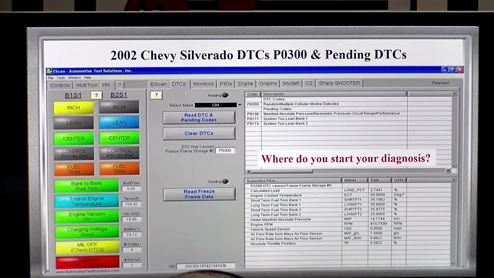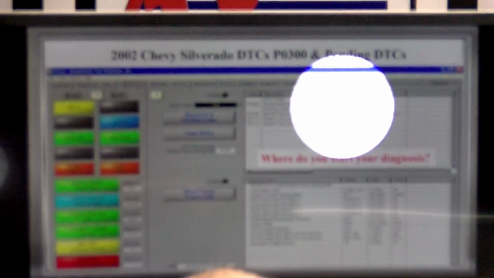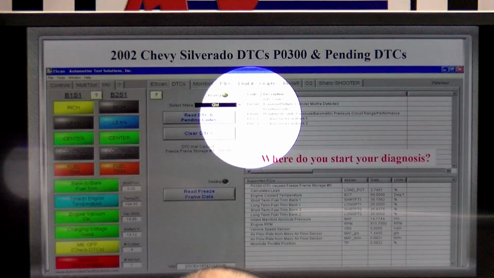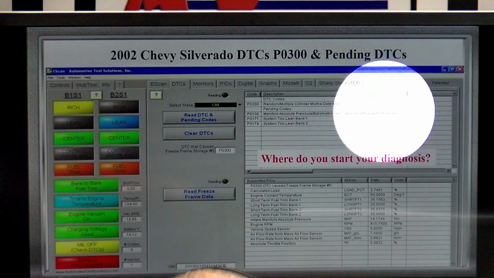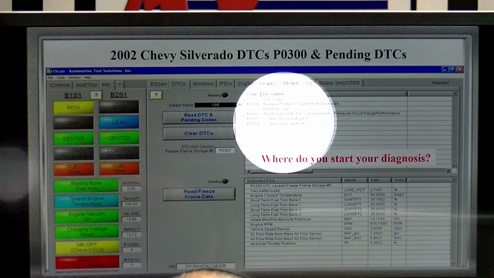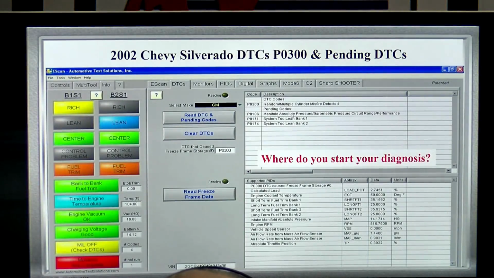We got a 2002 Chevy Silverado with a P0300. We mentioned that up front, 300's a random misfire. I want you to look at the screen very carefully. There's a 300, it's our only DTC. This tool also tells us we have a pending DTC. We got a MAP, manifold absolute pressure, performance circuit range problem. We got a lean condition on bank 1, P0171, and a P0174 that bank 2 is lean. But where do we start our information?